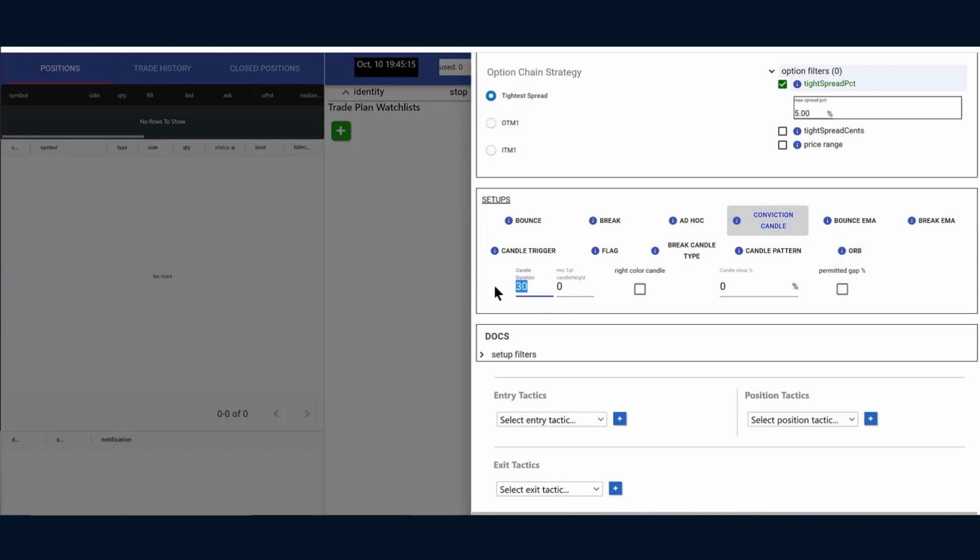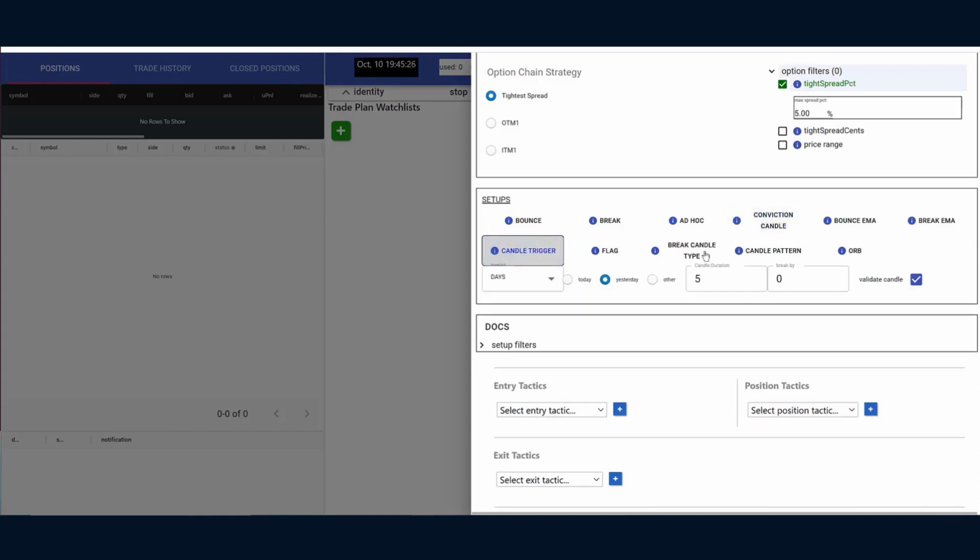Conviction candle is a similar idea but looks for a strong candle to lead to follow through once broken. You have the ability to set your candle criteria to exactly what you like. Candle trigger gives you the ability to trigger on the break of some candle's high or low, without having to calculate the price. These can be minutes or longer term breaks of daily, weekly, or monthly candles.